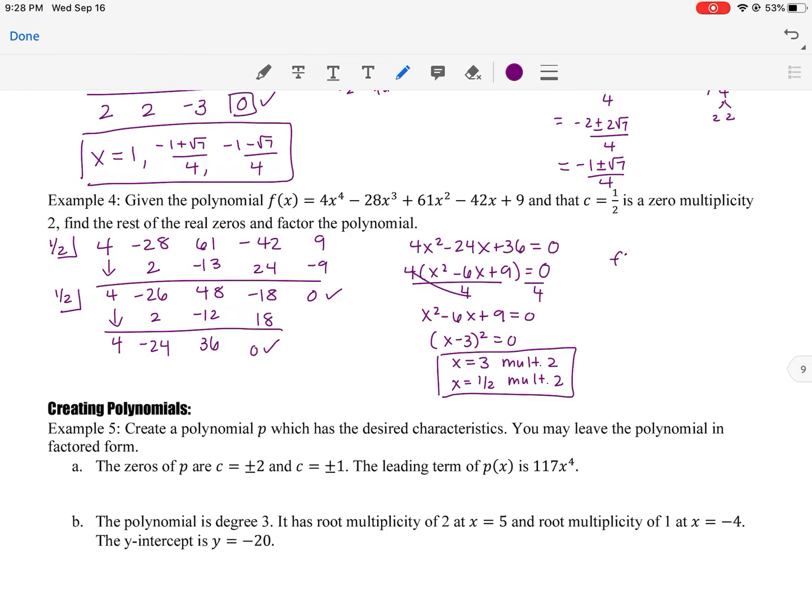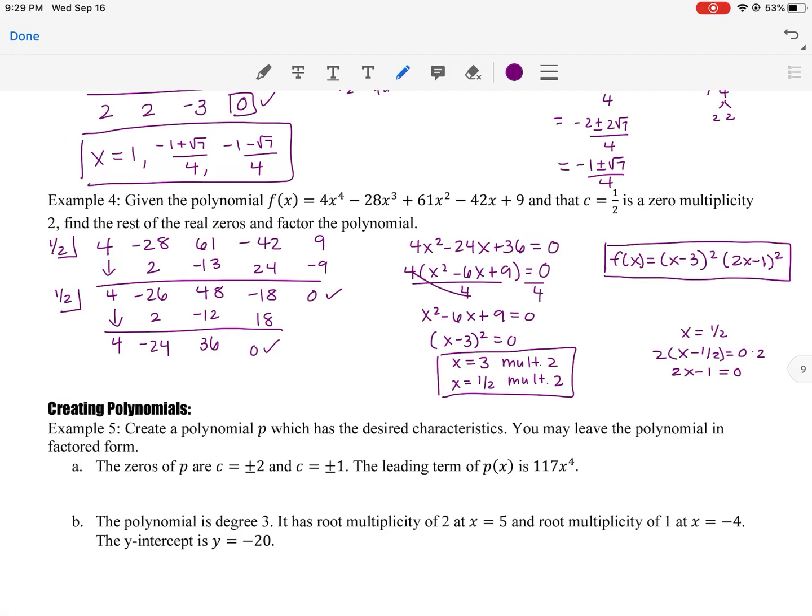When we think about writing it in factored form, technically I already have that x minus 3 squared. And if you think about x being a half, x equals a half, so if you set it equal to 0, x minus a half equals 0. Usually you don't see fractions as a factor, so you think about getting rid of that denominator. We're going to multiply everything by 2 on both sides. So you get 2x minus 1 equals 0 as that factor. And since it's multiplicity 2, we're going to have it squared.